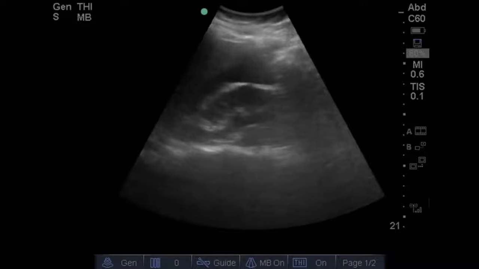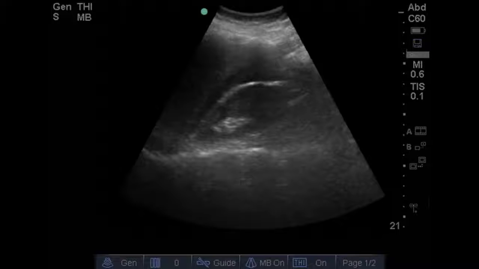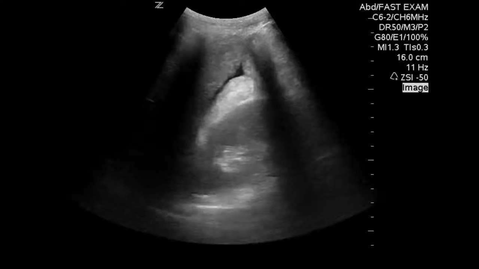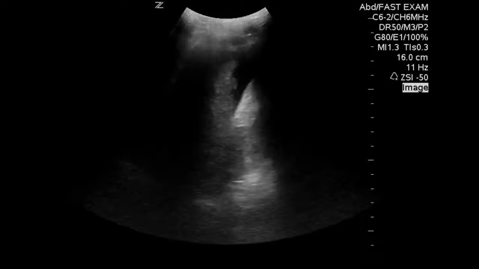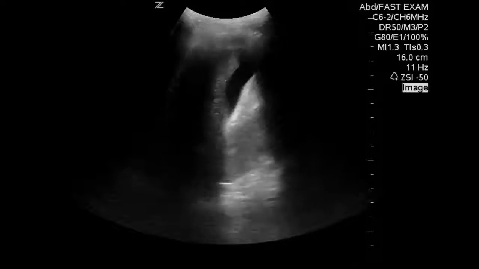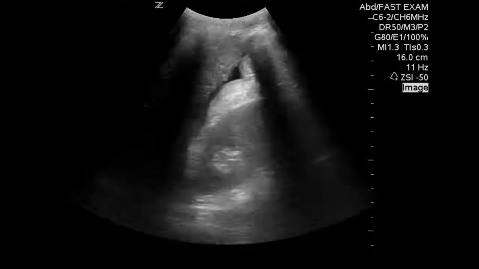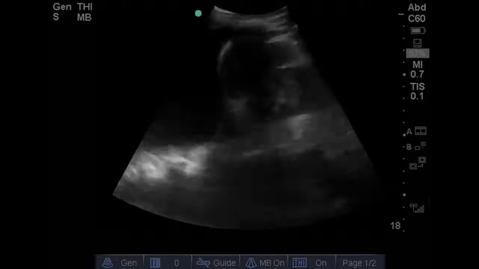Here's an example of a large amount of free fluid separating the kidney and the liver in Morrison's pouch, or the hepatorenal space. Here's another example with fluid in Morrison's pouch, and you can see it's anechoic with sharp angles. Because remember, anatomic structures are rounded, and when you have two rounded structures next to each other, that space will then have sharp points.